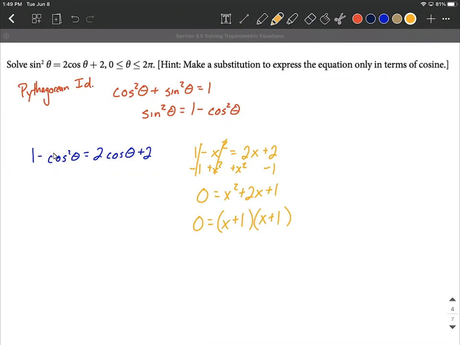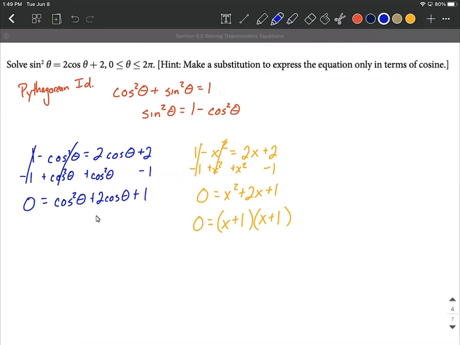Like I said, pretty similar work that we're going to do over here on the left-hand side. Let's move the 1 to the other side, so I'll subtract 1. Let's move the cosine squared to the other side, so I'm going to add cosine squared of theta. That'll put a 0 on the left-hand side, equal to cosine squared of theta plus 2 cosine of theta plus 2 minus 1, which makes 1.